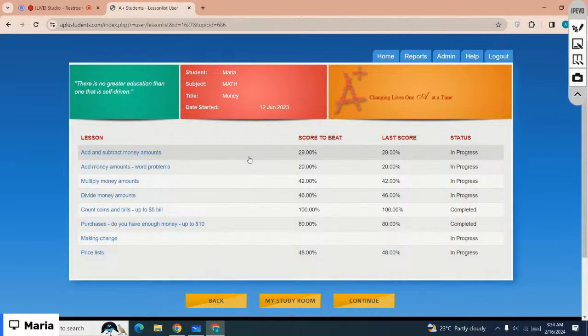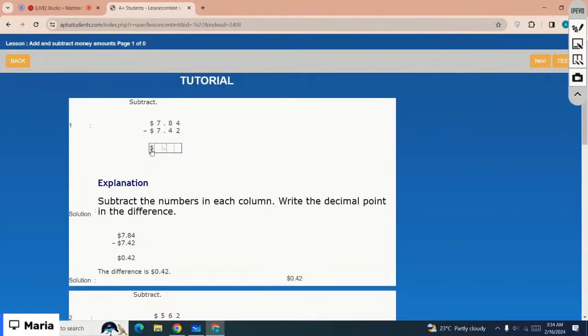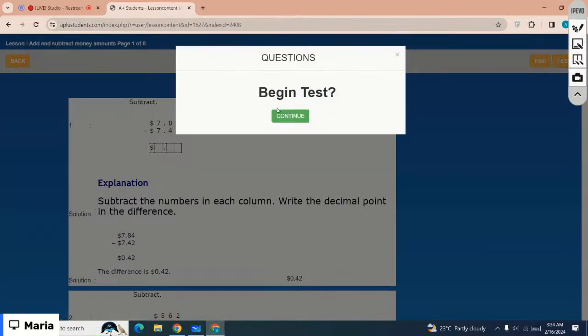Let's start with the first lesson, that is add and subtract money amounts. Subtracting money amounts is exactly the same as how we subtract numbers, right? Nothing new here with the money. You simply have to subtract or add them like you do numbers, decimals too. Let's start with the test questions.